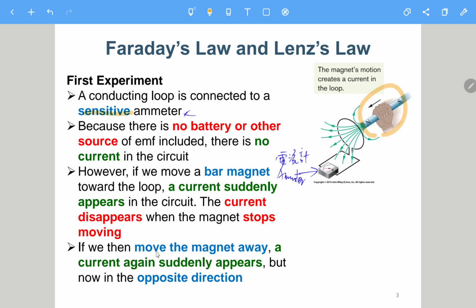If we then move the magnet away, a current suddenly appears, but now in the opposite direction. So if you move it away, there is still a current, but in the opposite direction. This is the first experiment, and these are the observations of this experiment. We do not talk about the numbers yet, we only see the phenomenon here.